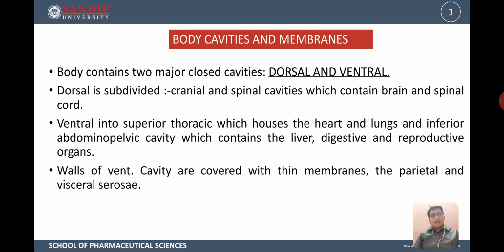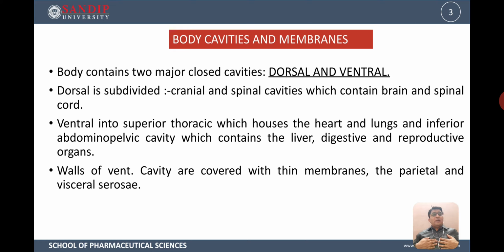I will explain this again with the figure in the next slide, but in this particular slide just try to understand that the body contains two major cavities. First one is dorsal and second one is ventral, and dorsal is divided into two: first cranial and second spinal. In the cranial there is the brain, and in the spinal there is the spinal cord, and that's why the names are cranial and spinal. Now in the ventral, again there are two parts: superior thoracic, which means the upper part.